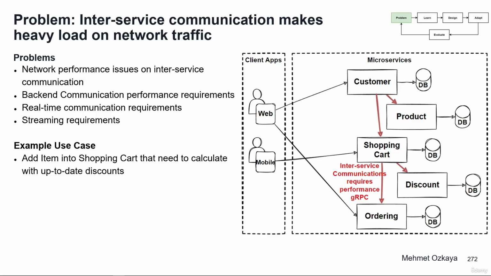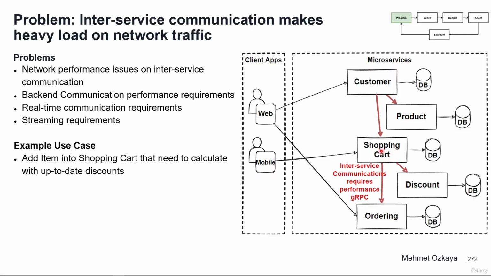An example use case is adding an item into the shopping cart, which needs to be calculated with up-to-date discount information. So the shopping cart microservice exposes an API to the client, as you can see here. When the client invokes this API to add an item into the shopping cart, the microservice invokes the discount microservice in order to get the latest discount information before adding the item, to calculate the latest prices.